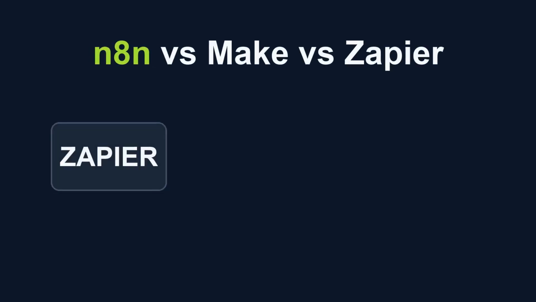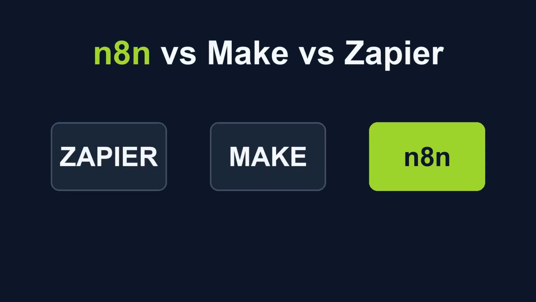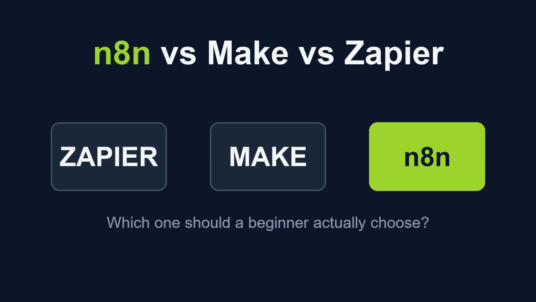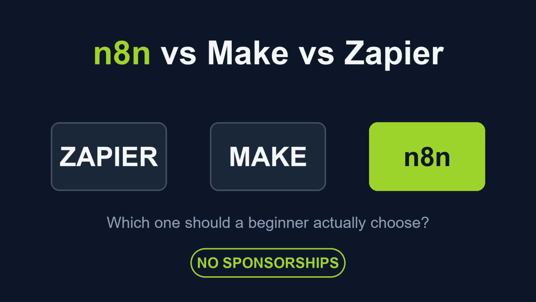Zapier, Make, or n8n. If you search Best Automation Tool, every article gives you a different answer, and half of them are paid to say it. So in this video, I'll give you the answer in 60 seconds. Then I'll show you the one concept that decides everything, what each tool actually costs, and exactly which one fits you. No sponsorships. Let's go.